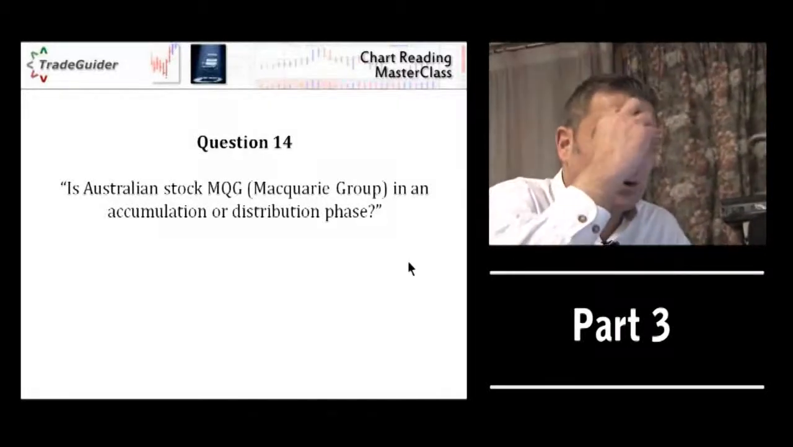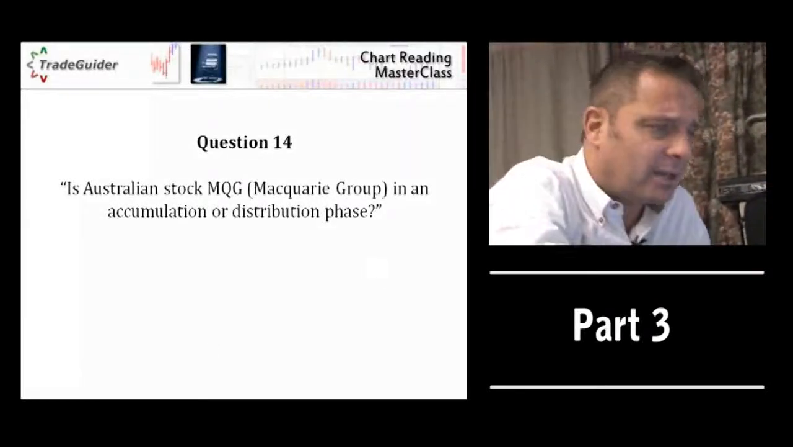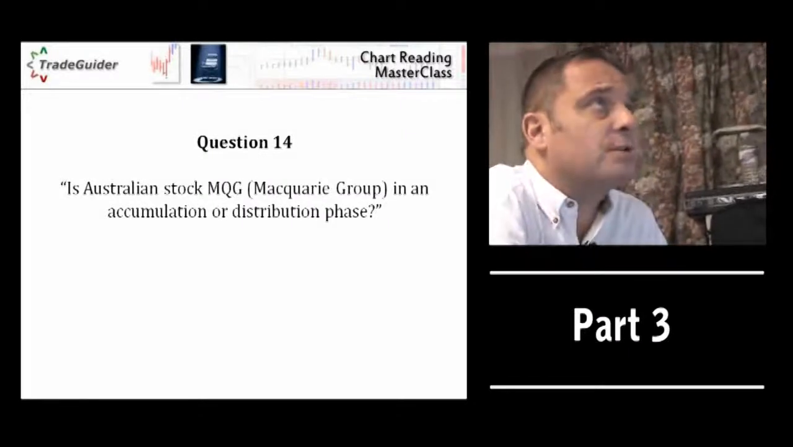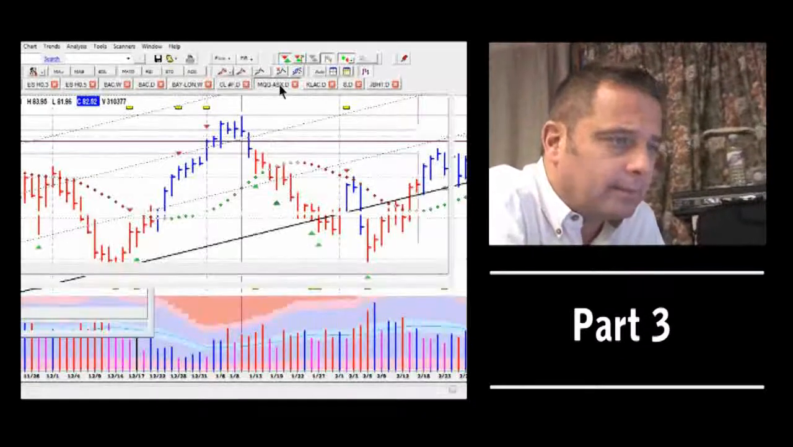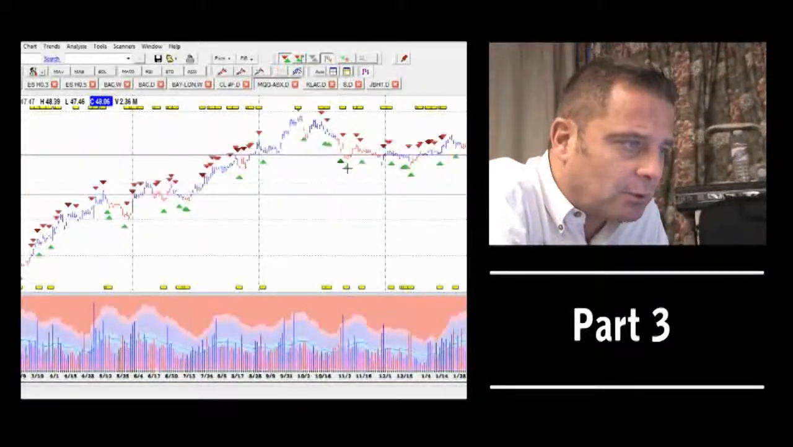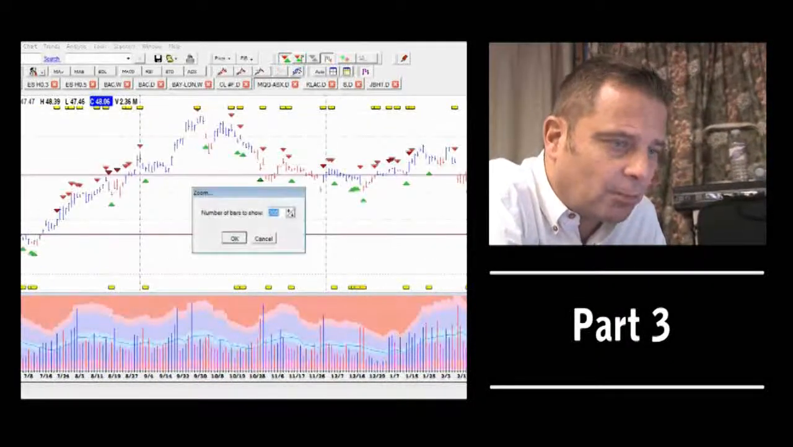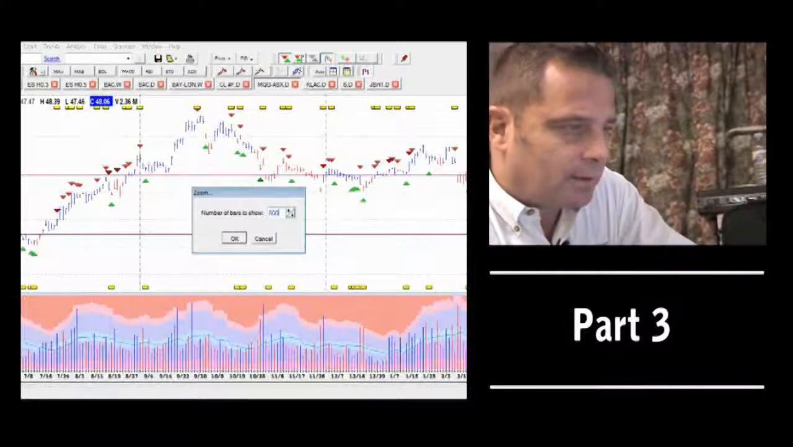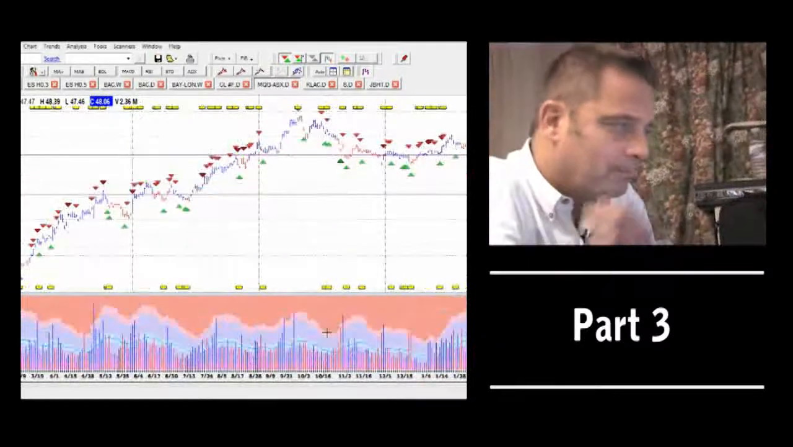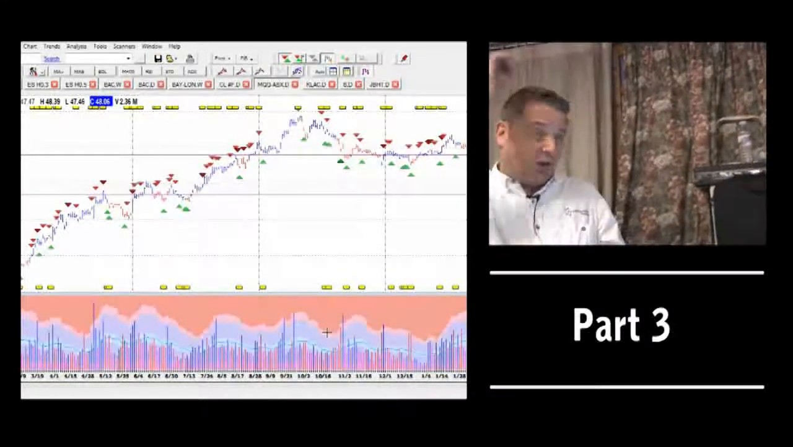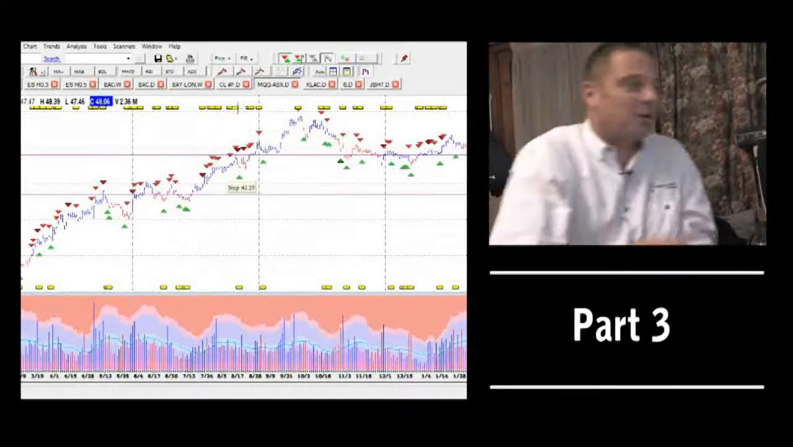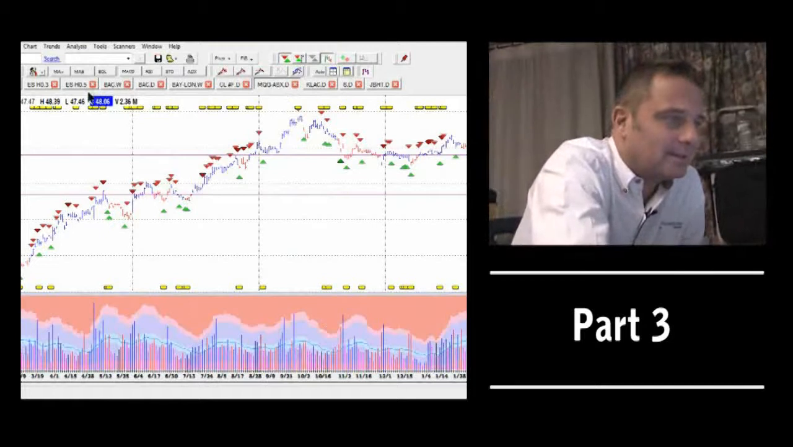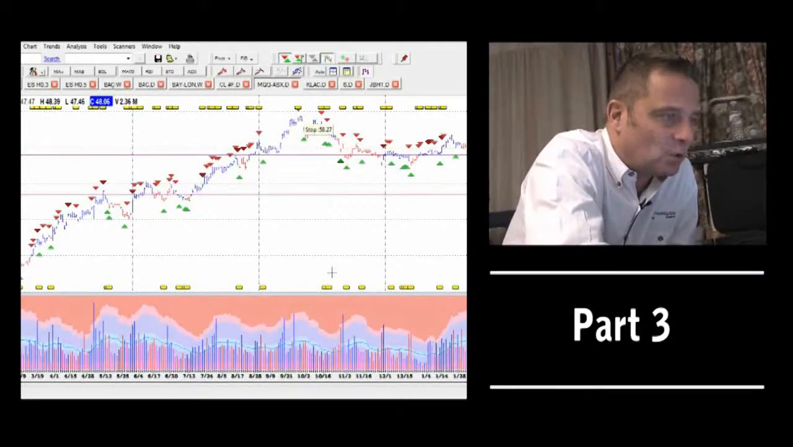Is Australian stock MQG Macquarie Group in an accumulation or distribution phase? Okay, Macquarie. Let's put up 200 bars. Oh, this is a fairly choppy old chart. Let's put 500 bars up. I would say it's in distribution. What do you think? Maybe we should look at a weekly chart. That's a good idea. Let's try and look at a weekly, because that is pretty choppy.